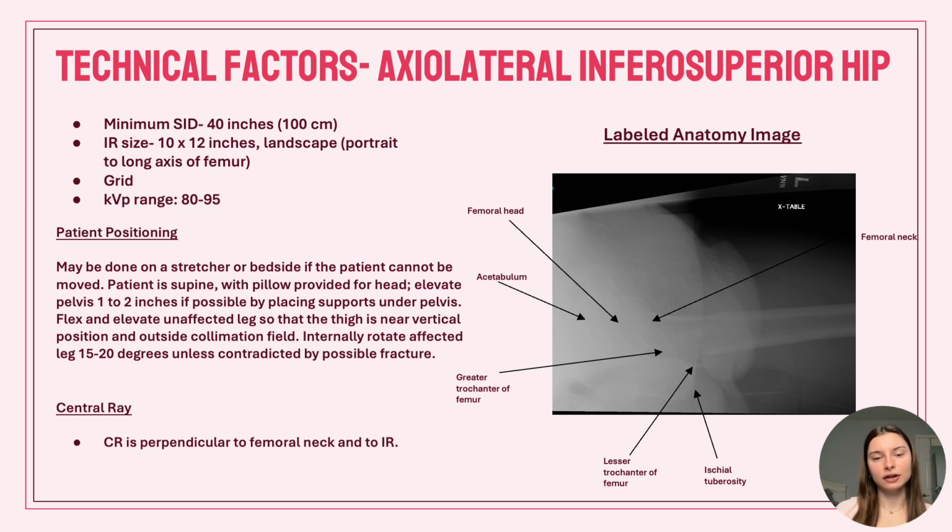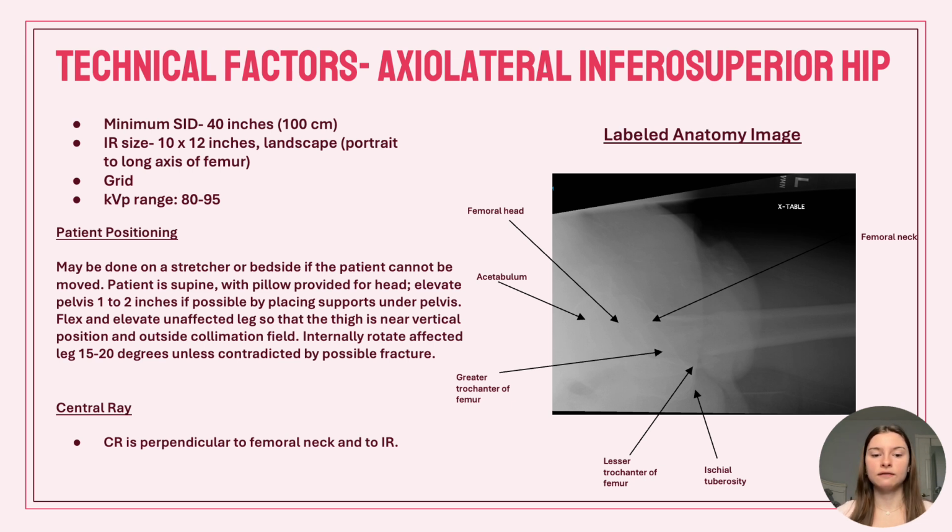Next, we have the technical factors of an axiolateral inferior-superior hip. So once again, you need 40 inches of SID, a 10 by 12 IR landscape. You do need a grid, and then you need about 80 to 95 kVp. So the patient may be on the stretcher or bedside, but the pelvis will need to be raised about 1 to 2 inches with support underneath. You can use like a towel or something.